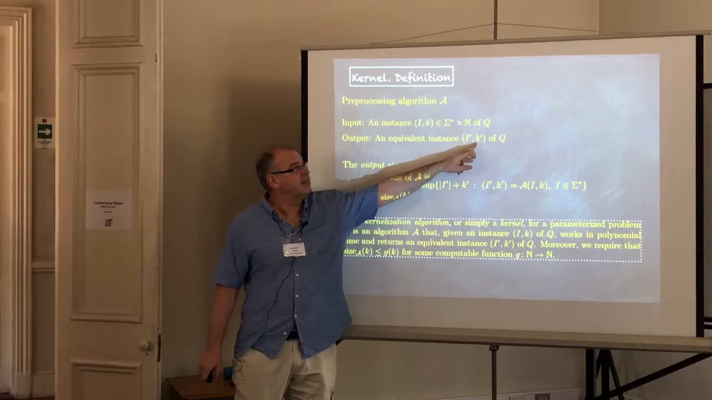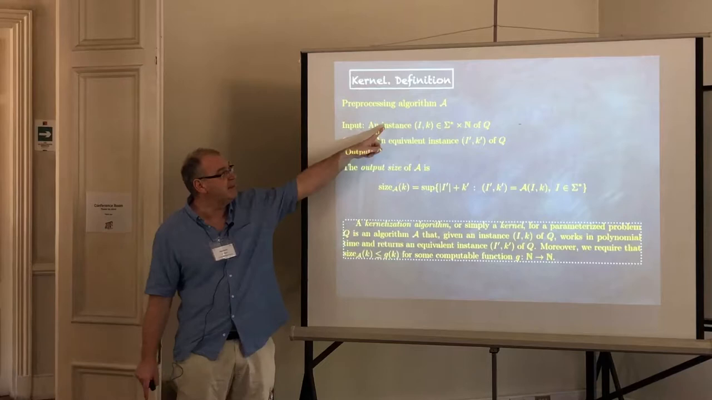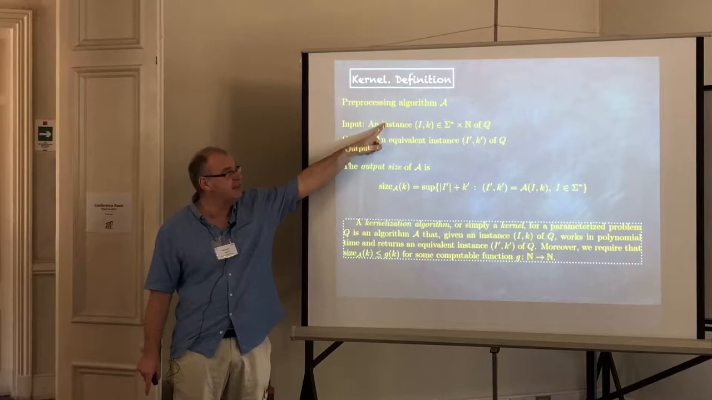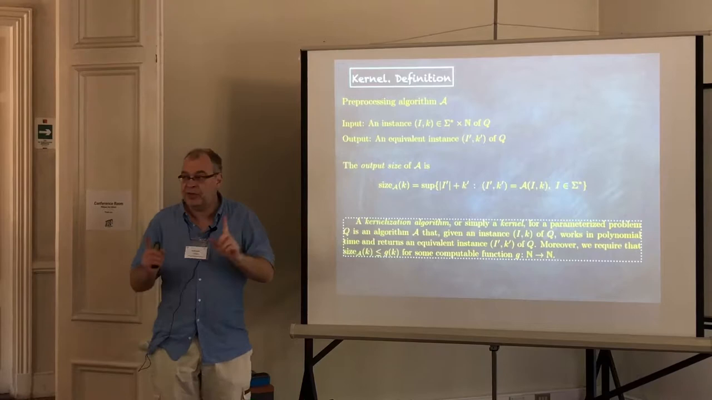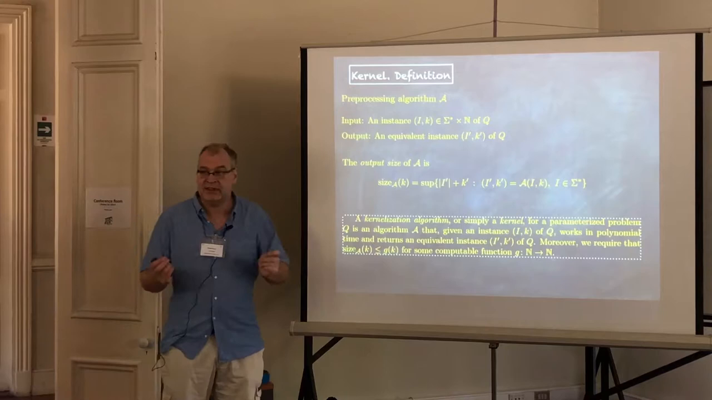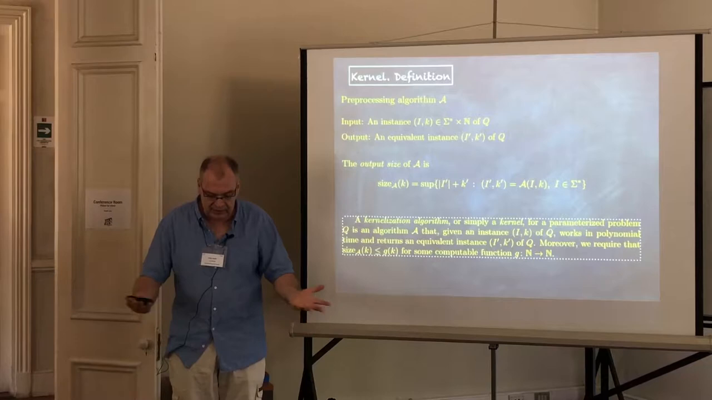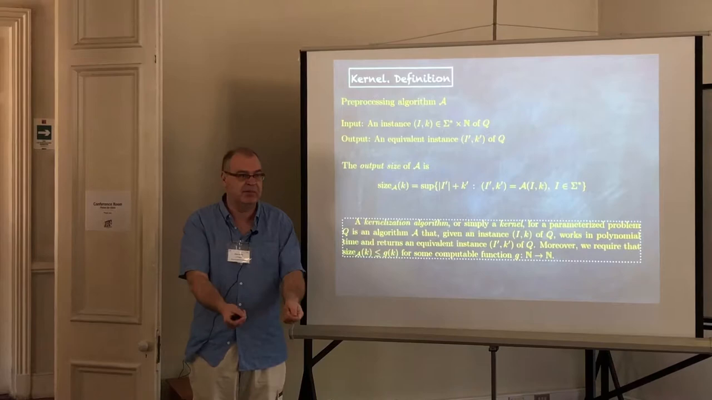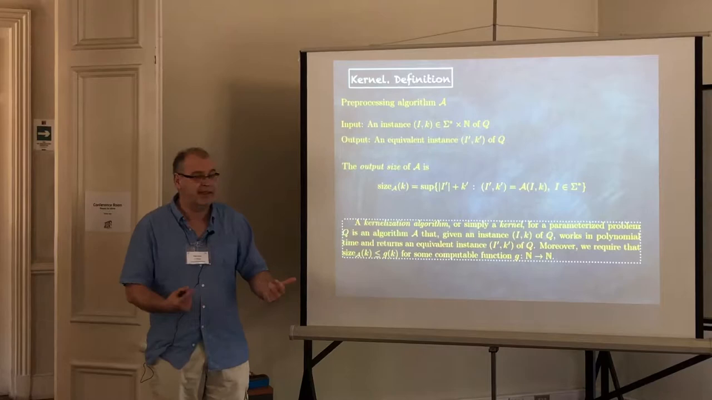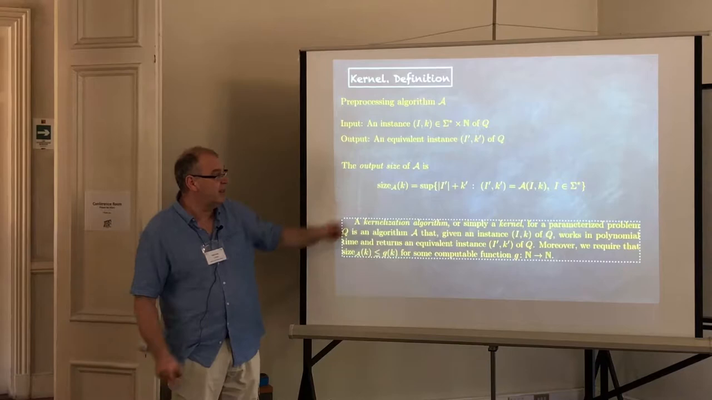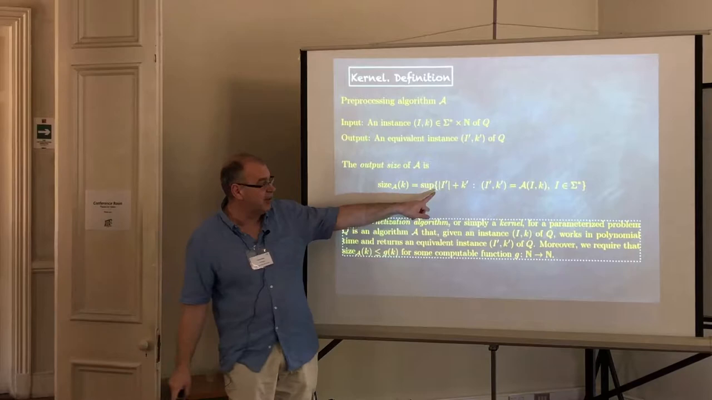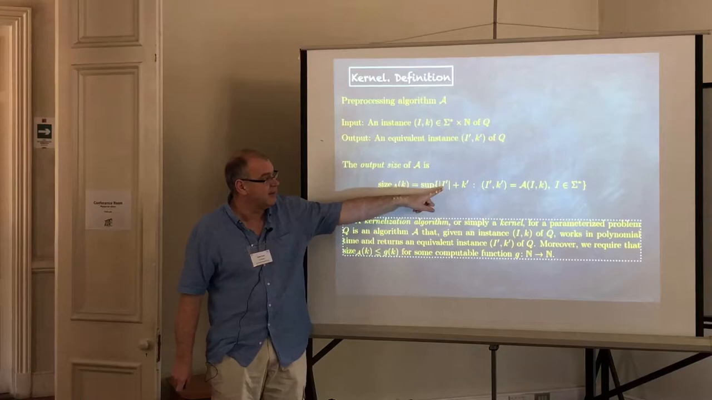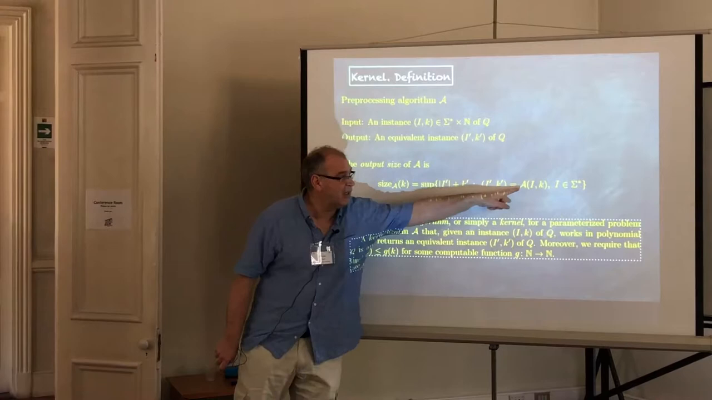And by equivalent, what do I mean? I mean that this string belongs to the language if and only if the new string belongs to the language; this is a yes instance if and only if that is a yes instance. Okay, and the new thing, which is not usual for normal algorithms, is that I define the output size of the algorithm. When we look at normal algorithms, what we usually care about is the running time of the algorithm. Now I speak about preprocessing, and I also speak about the size of the algorithm. So what is the size of the algorithm? The size of the algorithm is, as a function of the parameter k, the supremum of the size of the compressed instance plus the parameter. And this is the instance which is outputted by the algorithm.